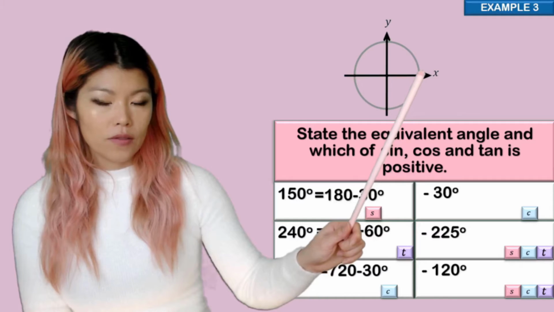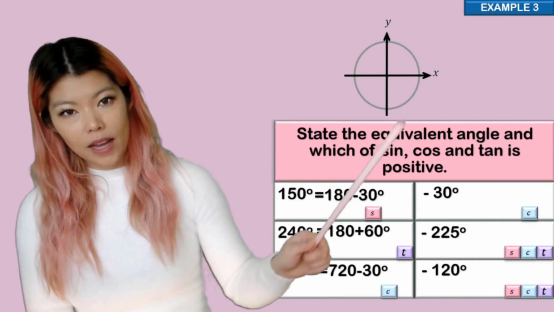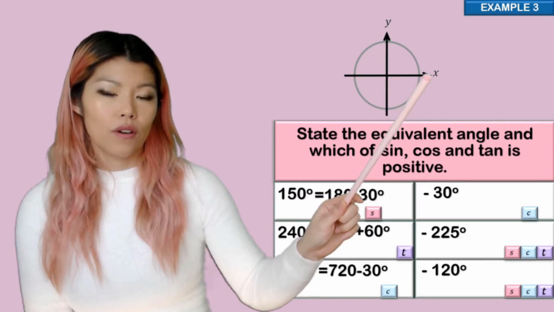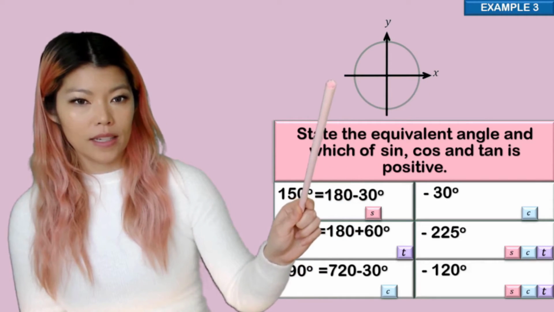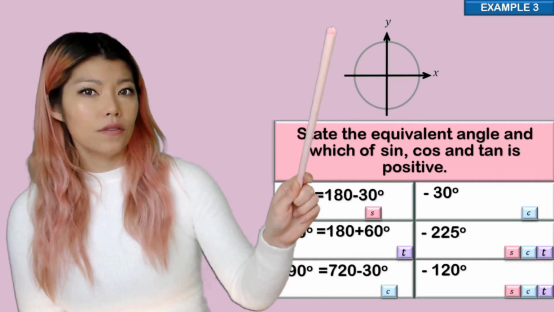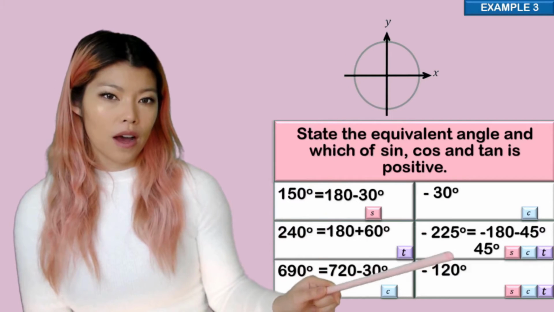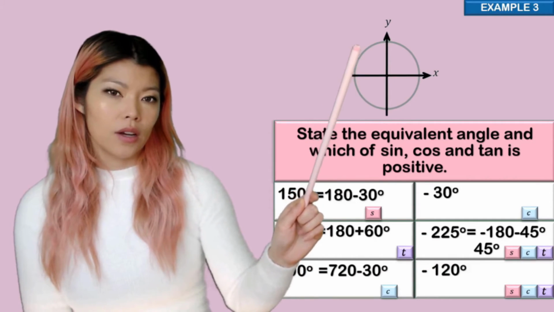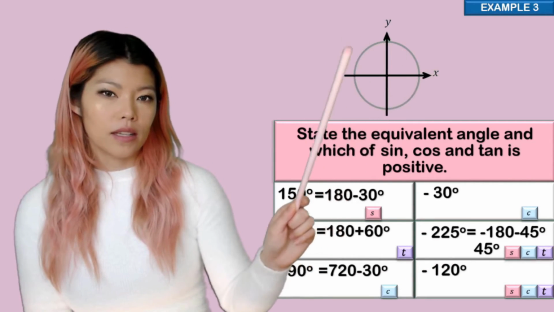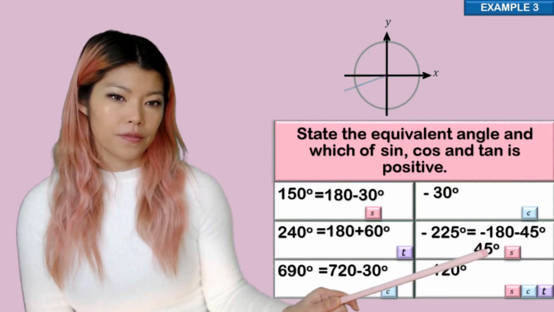Negative 225. So remember, negative means we're going clockwise, and positive means we're going anti-clockwise. So negative 225, well, this is negative 180. So it's negative 180 and then another negative 45. So our equivalent angle is 45, and we're in the second quadrant. Oh, I'm missing a line, sorry about that. And in the second quadrant, AS, sine is positive.